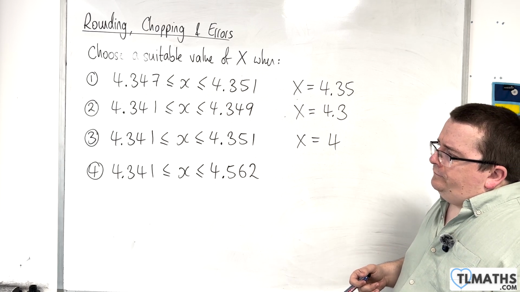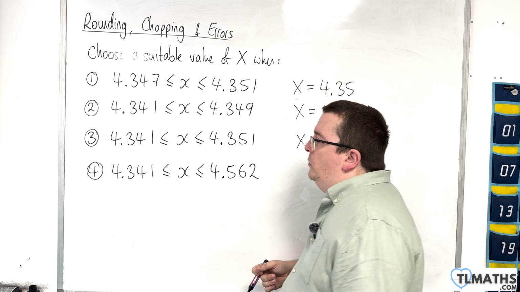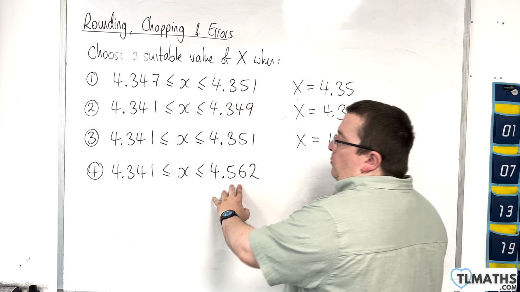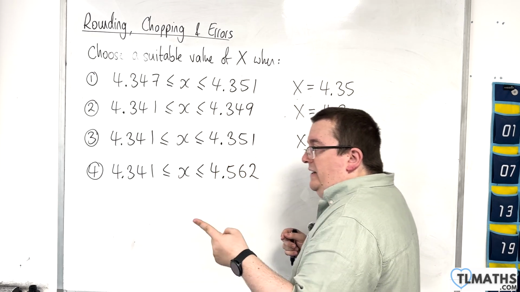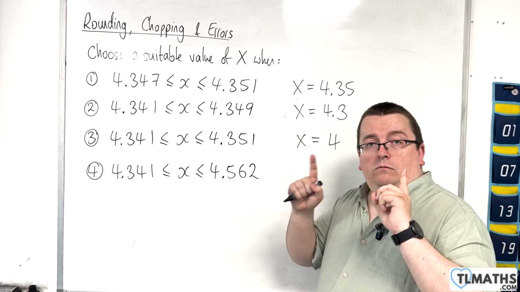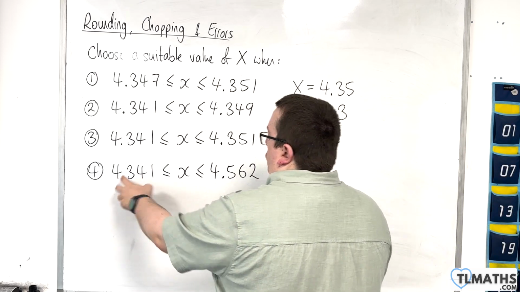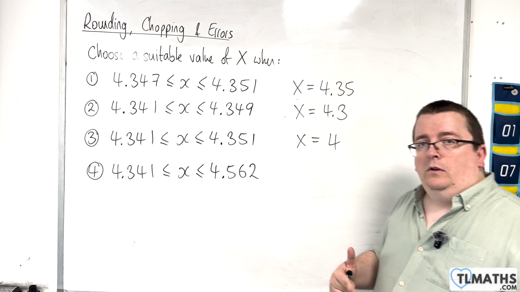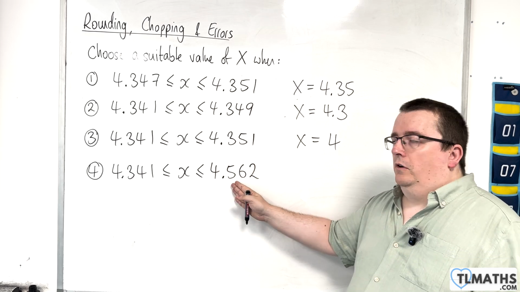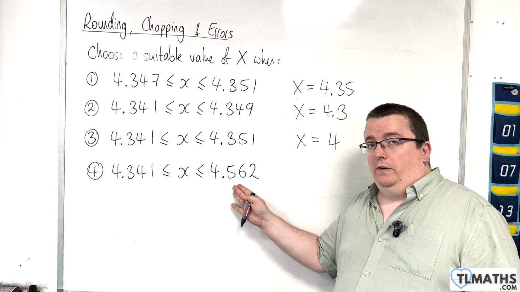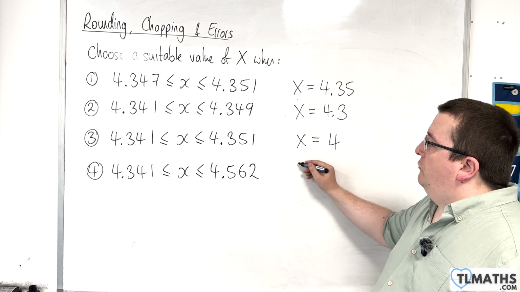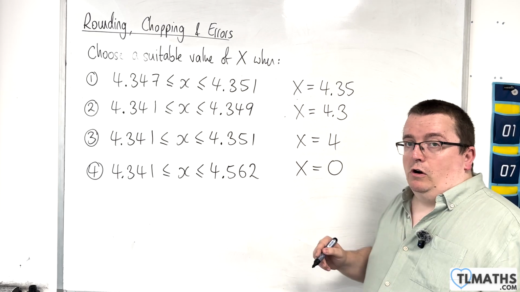Number 4, 4.341, 4.562. Do they agree to 2 decimal places? 4.34, 4.56, so no. Do they agree to 1 decimal place? 4.3 and 4.6? No. Do they agree to the nearest integer? 4, 5? No. Because the value here is 4 and this one would be rounding to 5, but it's still less than 5, that means the suitable value for x here would be 0.